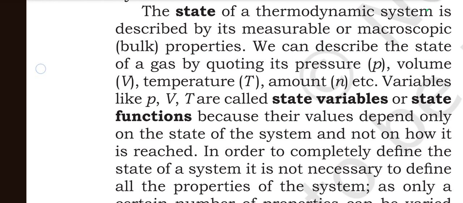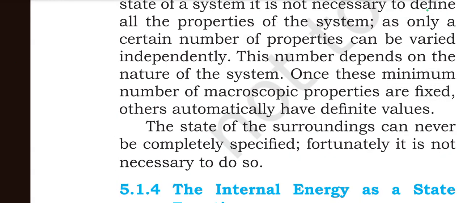Quantities like P, V, T are called state variables or state functions because their value depends only on the state of the system and not on how it is reached. In order to completely define the state of the system, it is not necessary to define all the properties of the system, as only a certain number of properties can be varied independently. This depends on the nature of the system. Once the minimum number of macroscopic properties are fixed, others automatically have definite values.